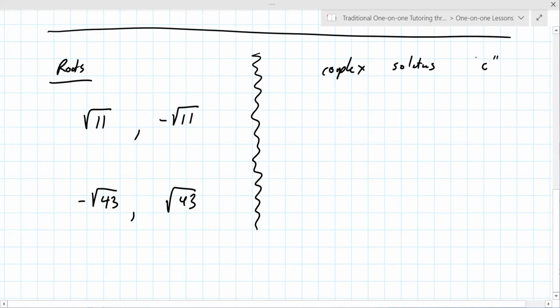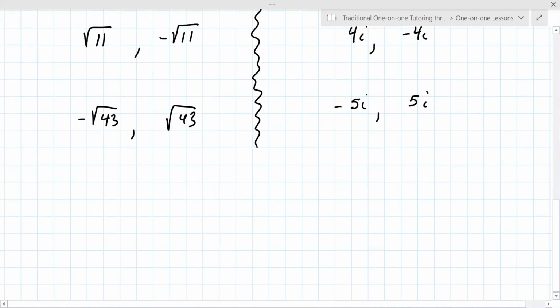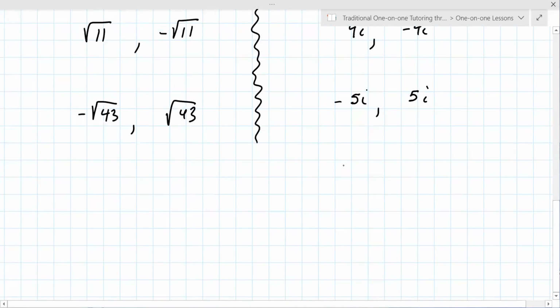And that's the i business you were starting to see. So for example, let's say that 4i is a solution. Well, so is minus 4i. Let's say negative 5i is a solution. Well, so is 5i. And it continues. Like, let's say it's i times the square root of 3. It is also minus i square root of 3. It's exactly the same except for the plus or minus. Do you see that? Yes, I do.